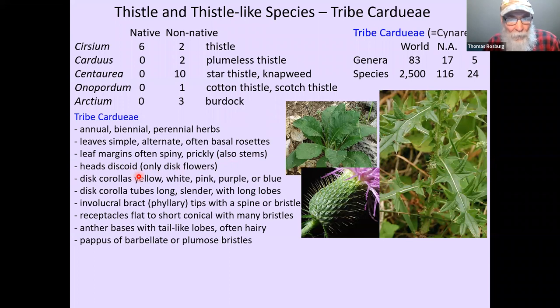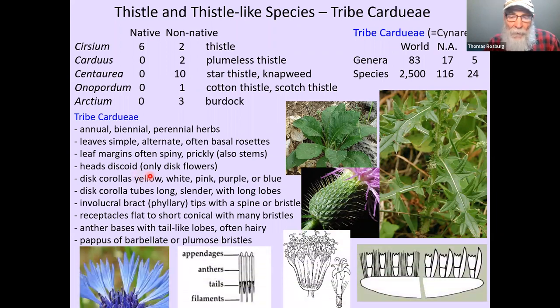The heads are discoid, which again is a term that means, in the Asteraceae, it's one of the three main options that Asteraceae basically have. That means that there's only disc flowers. So what that means is you have a receptacle like this right down here, kind of a nice little diagram. And then there's a bunch of flowers attached to that receptacle. And in the discoid heads, they're all disc flowers, which means they all look like this flower right here.